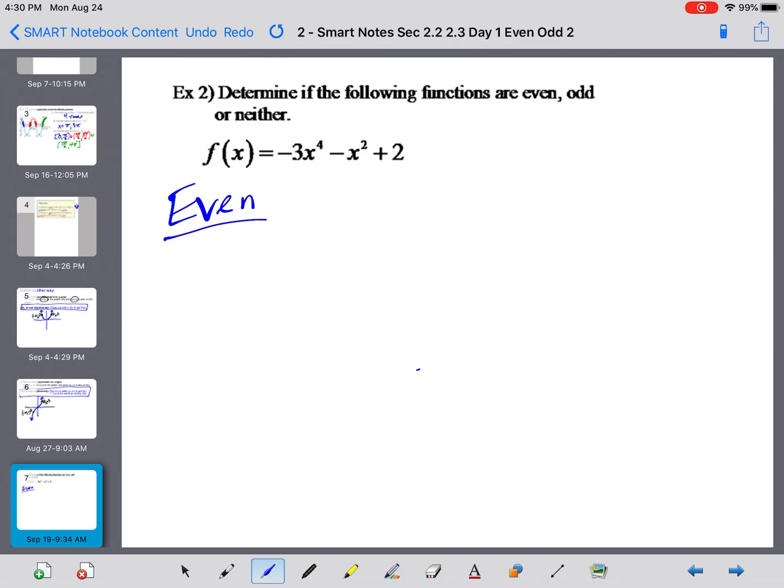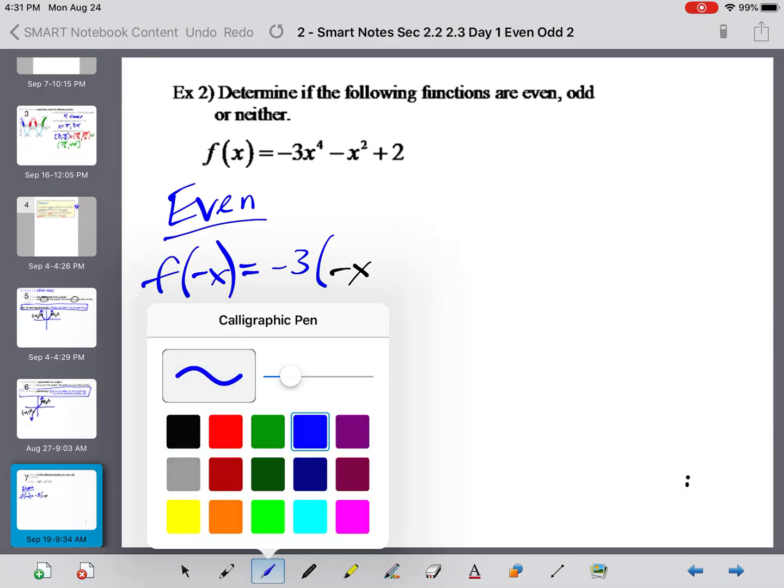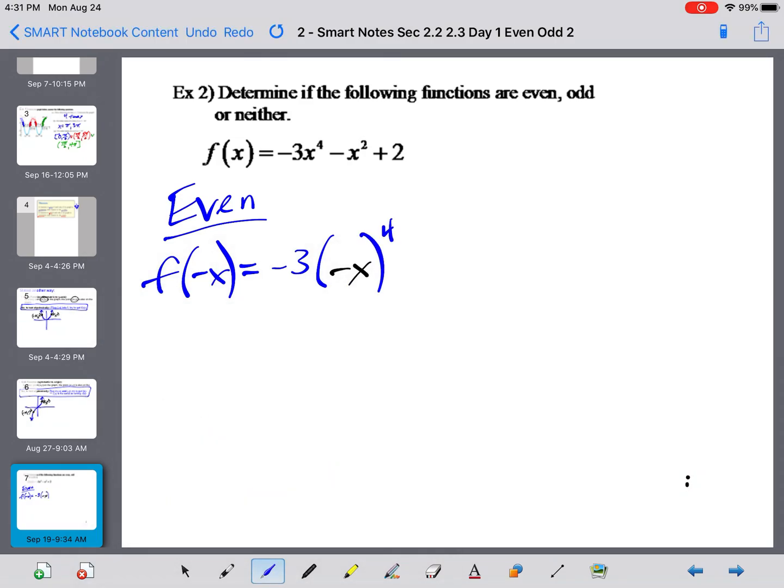My even test is to plug in a negative x for x. That notation is going to look like this, and see what happens. If I can get back to my original f of x function, then I know this is an even function. Negative x means everywhere you see an x, make it negative. So this is going to be a negative x to the fourth, minus another negative x squared plus 2. So what I've done is replace those old x's with negative x's.